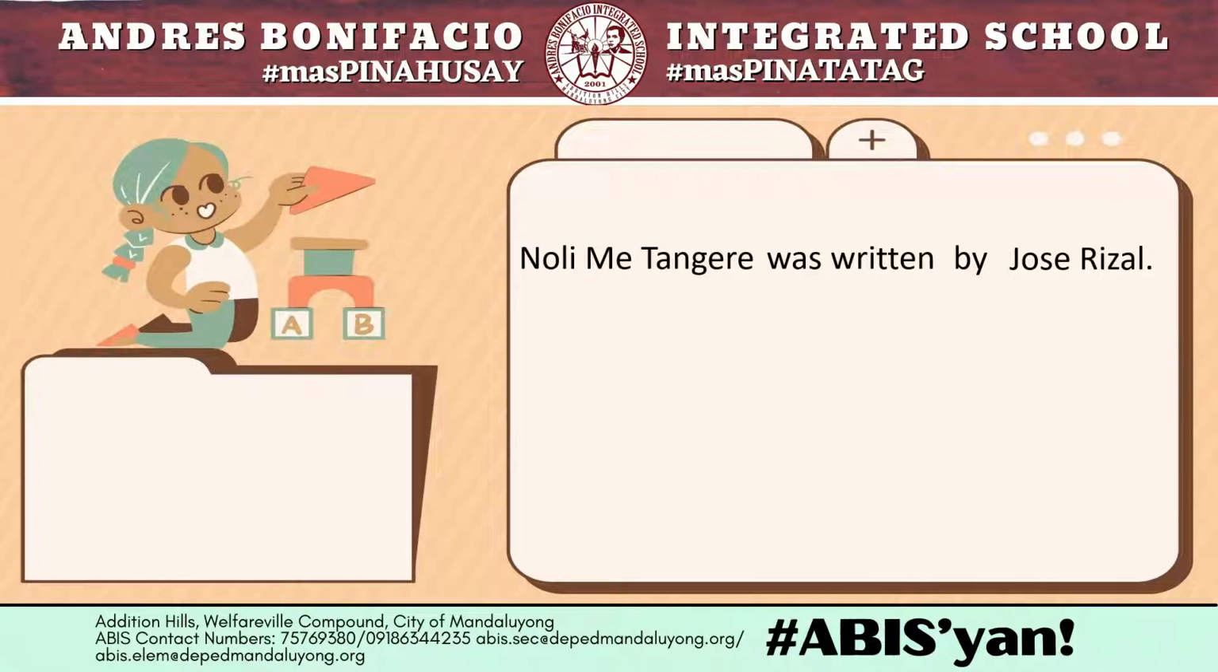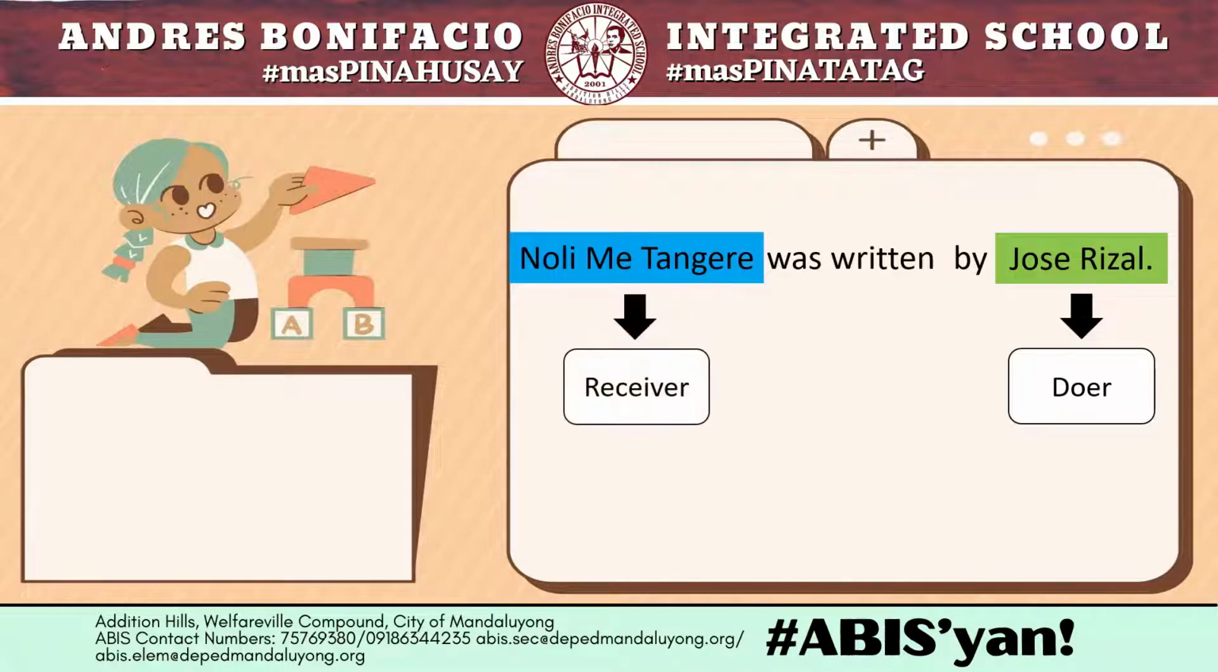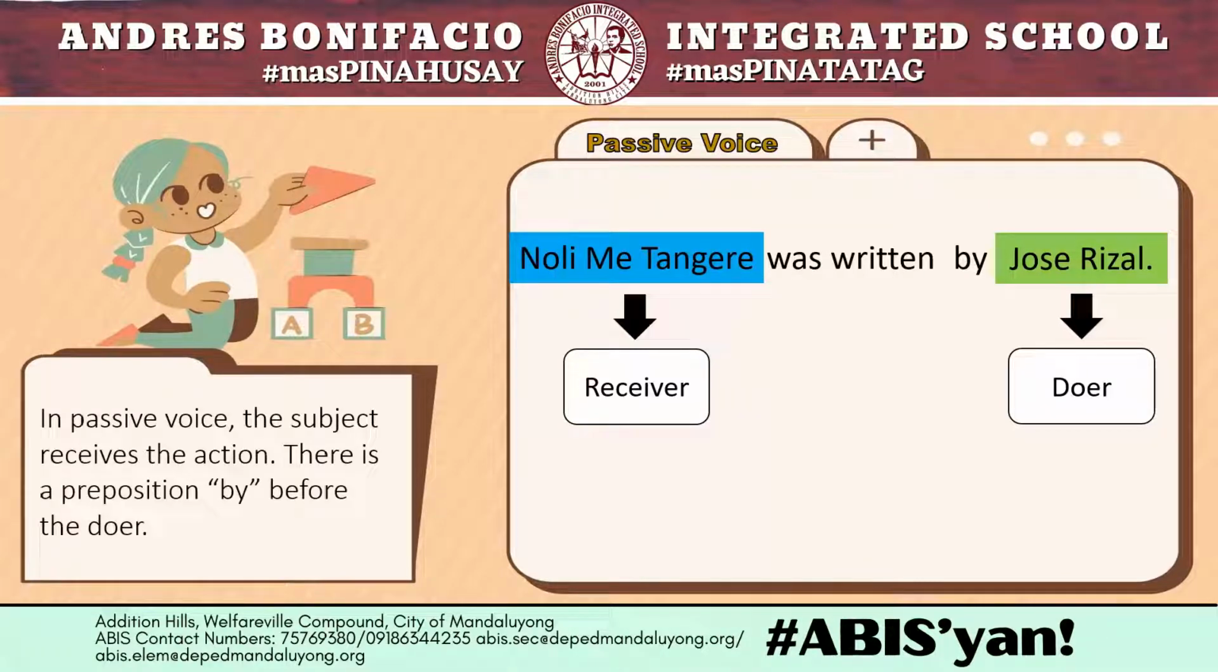Malimitangere was written by Sarsal. Who is the doer in the sentence? Fantastic! Sarsal is the doer of the action. How about the receiver of the action? Very good. Malimitangere is the receiver of the action. This sentence is an example of passive voice. In passive voice, the subject receives the action, and there is a preposition by before the doer.